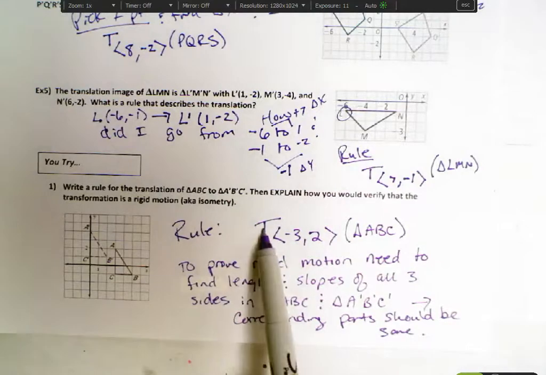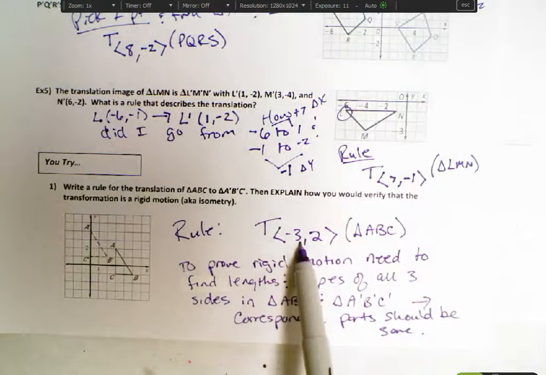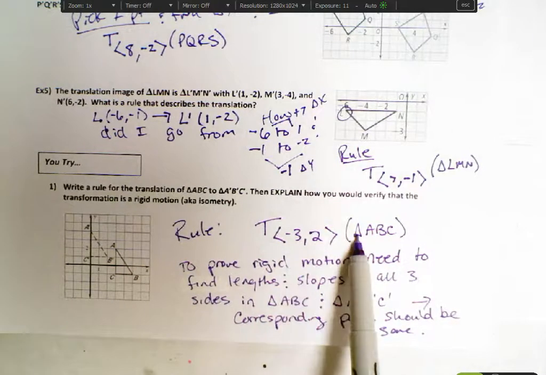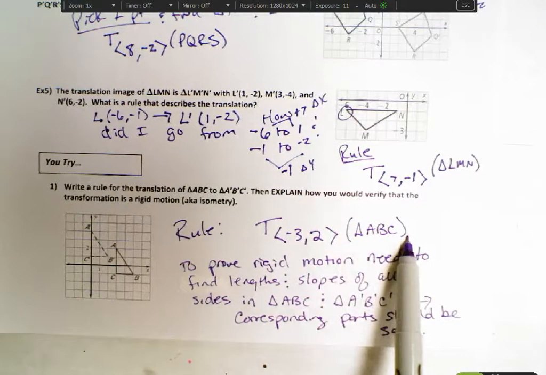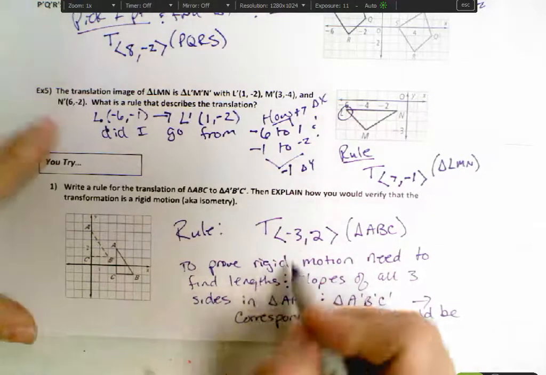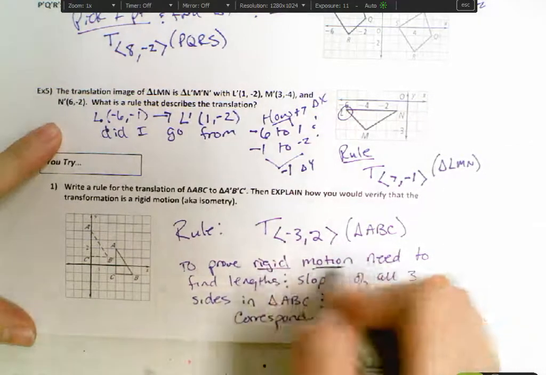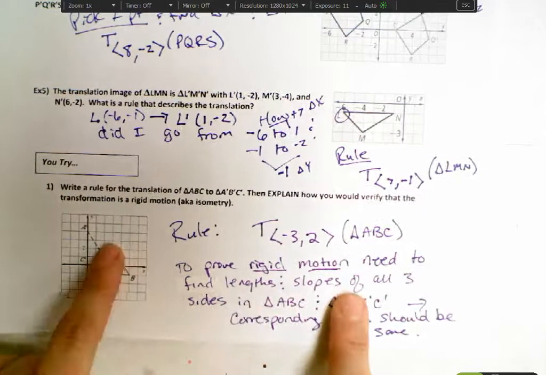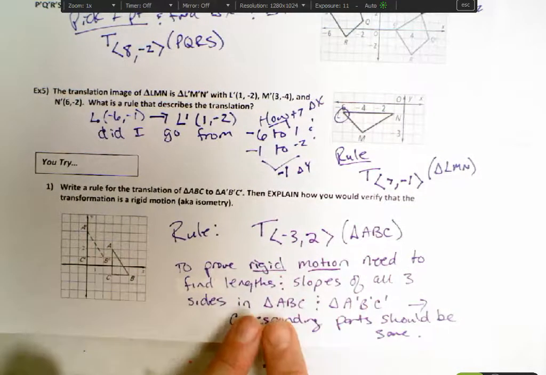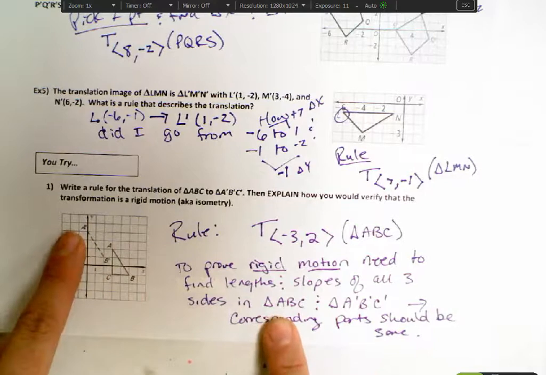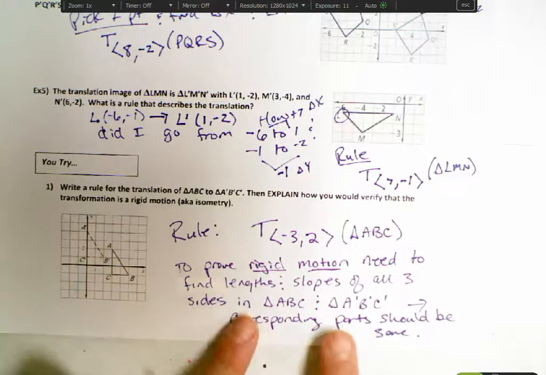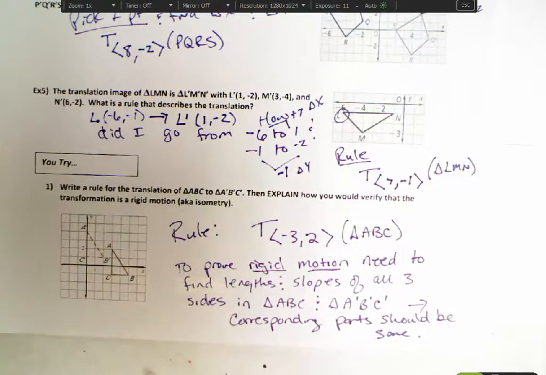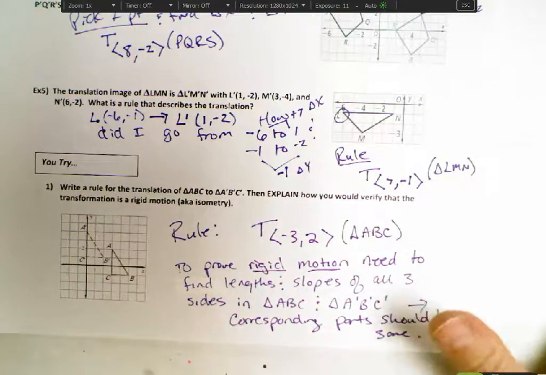Your rule is a translation of the vector -3, 2 of triangle ABC onto triangle A prime, B prime, C prime. In order to prove it's a rigid motion, i.e. an isometry, you need to find the lengths and the slopes of all three sides in both triangle ABC and triangle A prime, B prime, C prime. All the corresponding sides should have the same slope and the same side length. Okay, if you did not get those right, make sure you circle them so we can talk about them tomorrow.